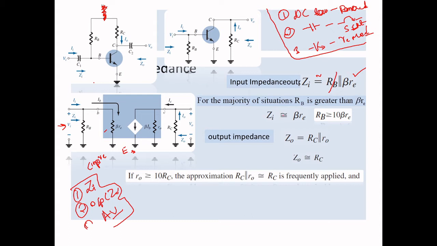That is Zi is approximately equal to beta re. Okay, so this is the first calculation. The next calculation, that is a derivation, the output impedance. When you are calculating the output impedance, you have to look from the right side.